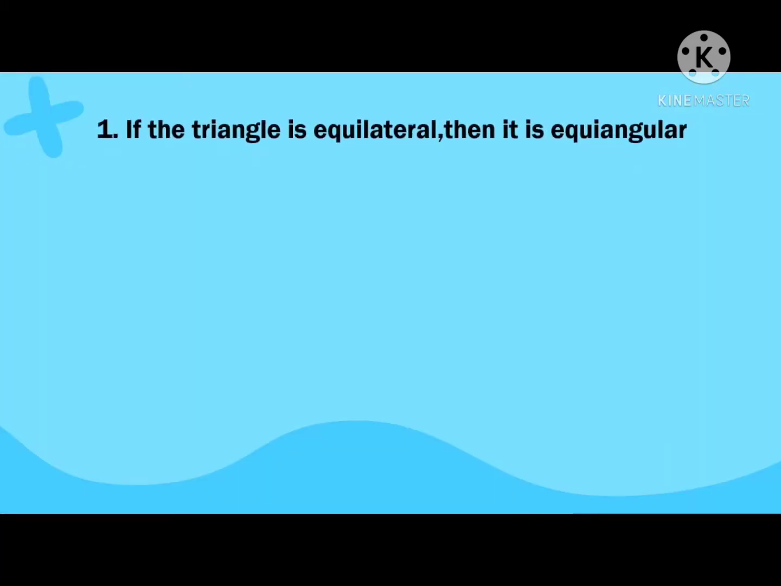So, in number 1, if the triangle is equilateral, then it is equiangular. We all know that an equilateral triangle is a triangle in which all three sides have the same length. An equiangular triangle is a triangle where all interior angles are of equal measure. Therefore, this conditional statement is true.